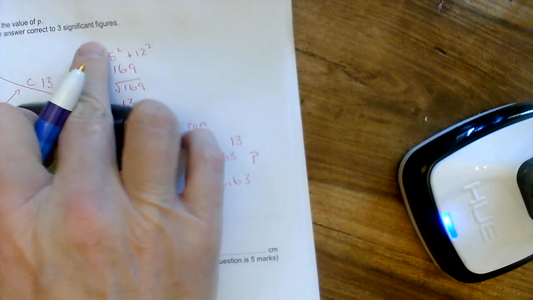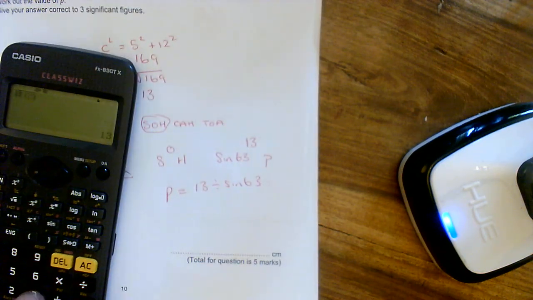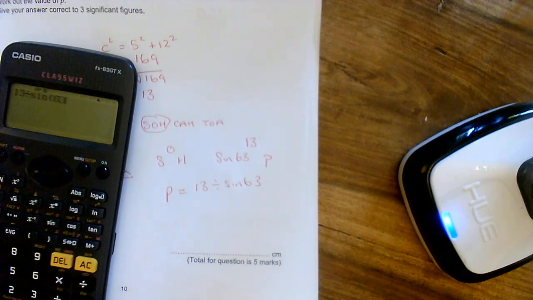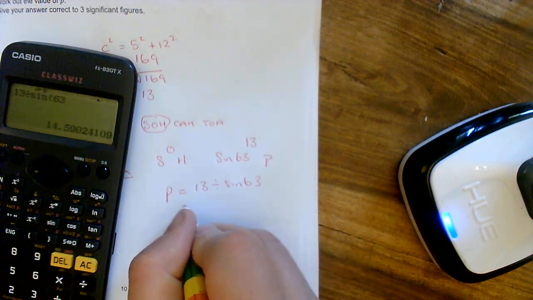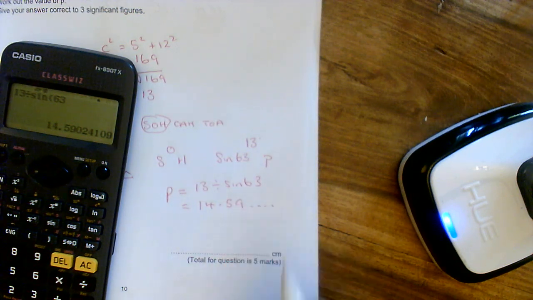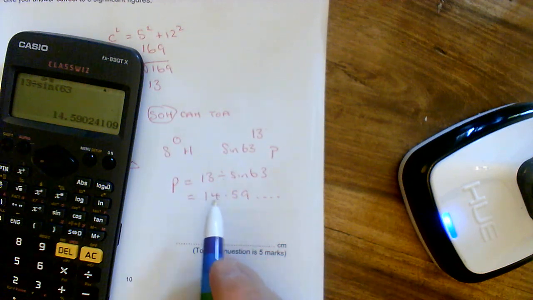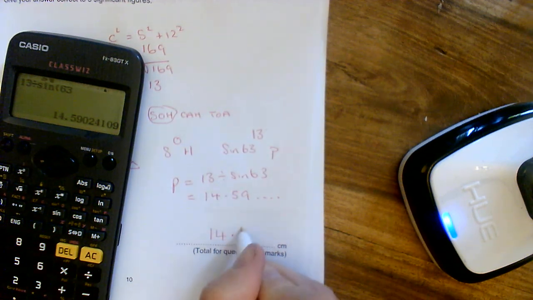Now notice there's 3 significant figures up here, so I'm looking for the first 4 numbers in this question. So 13 divided by sin of 63 equals 14.59, then it just runs off forever. I write 4 down because I want to round to 3, so 3 significant figures is going to be 14.6.